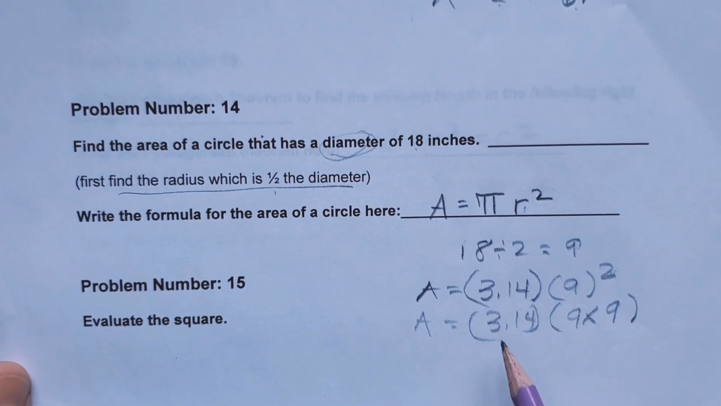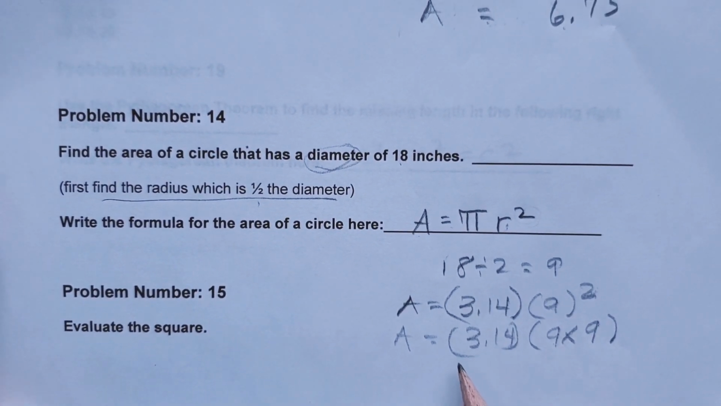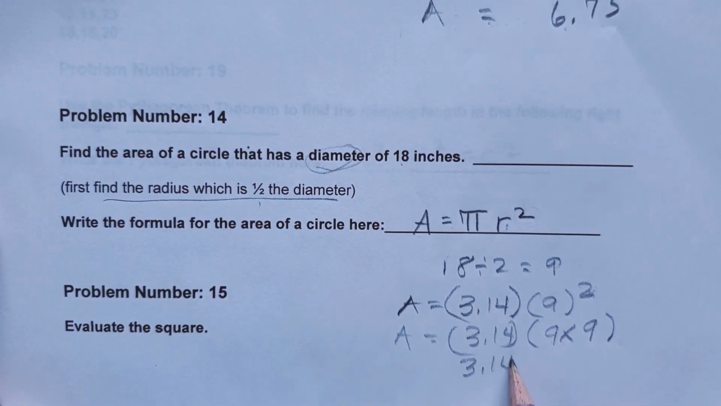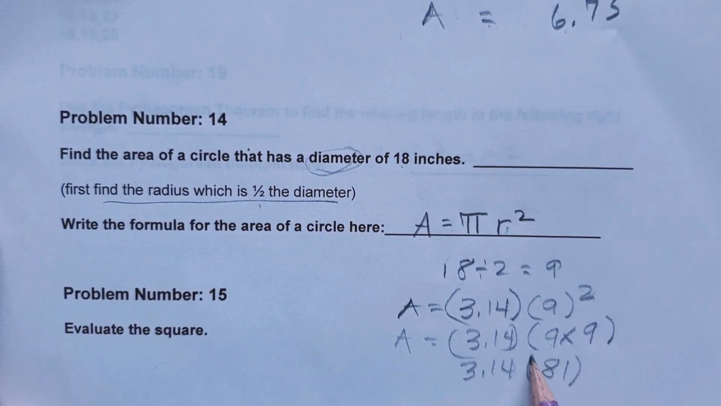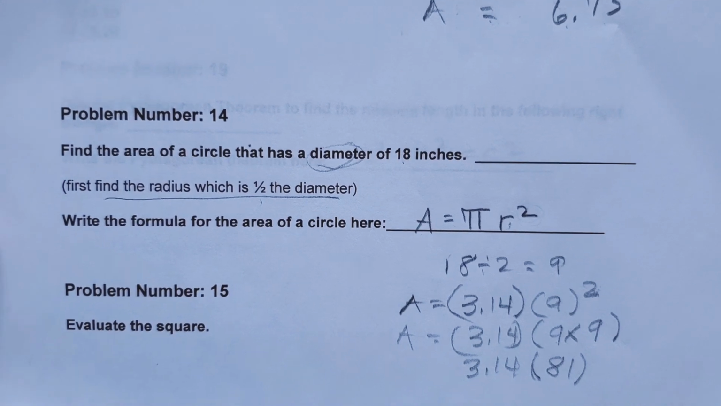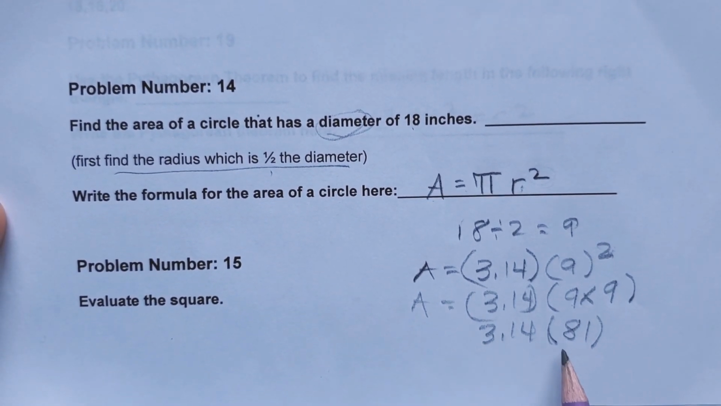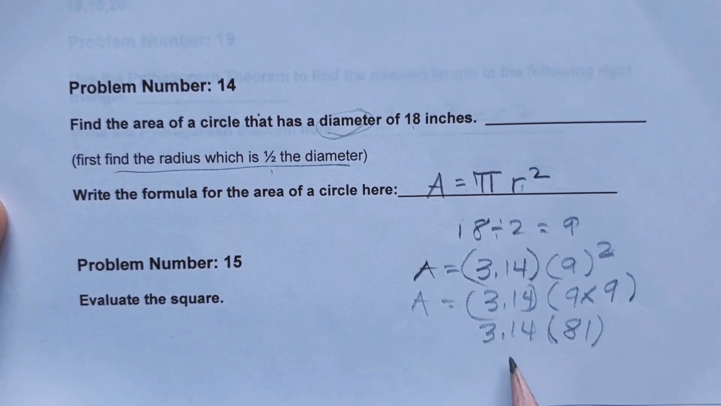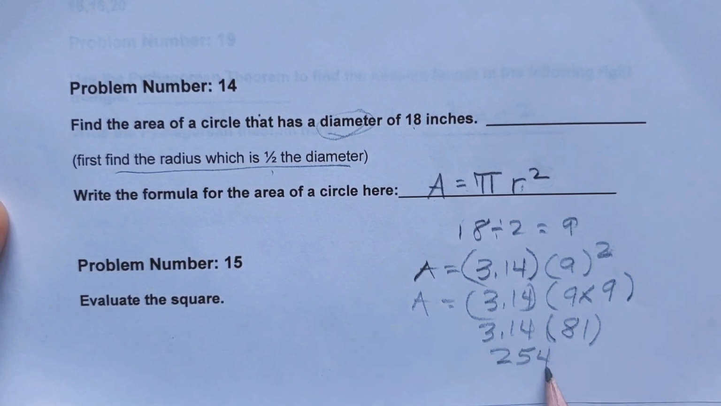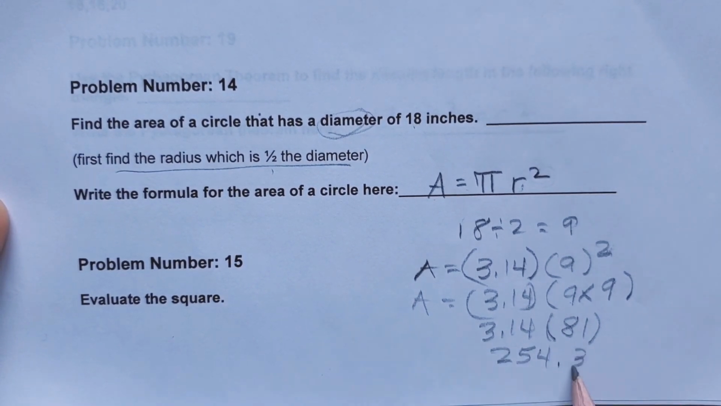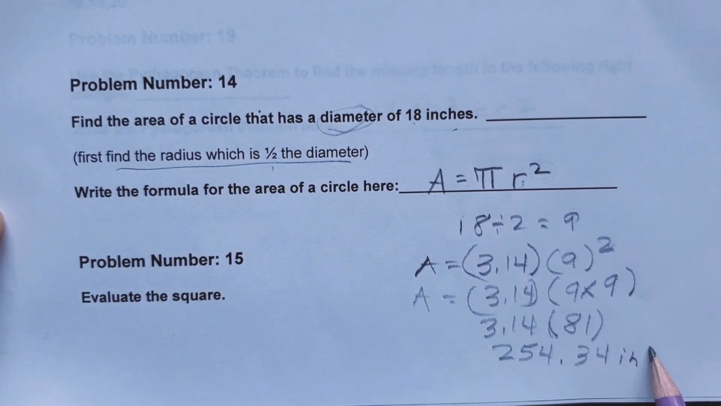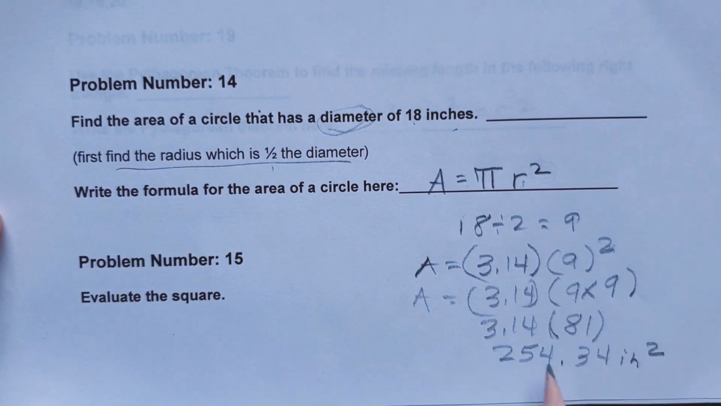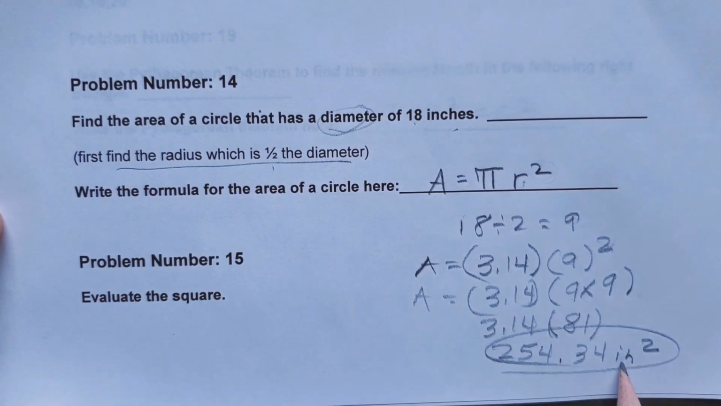Okay? So then you're going to go 3.14 times 81, and 3.14 times 81 is 254.34 inches squared, because it's in area.